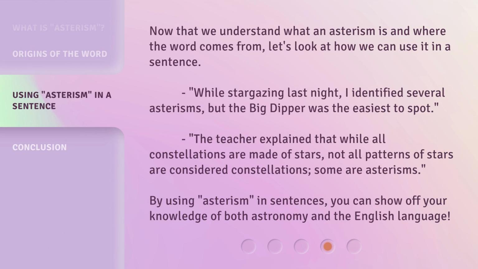Now that we understand what an asterism is and where the word comes from, let's look at how we can use it in a sentence. While stargazing last night, I identified several asterisms, but the Big Dipper was the easiest to spot. The teacher explained that while all constellations are made of stars, not all patterns of stars are considered constellations. Some are asterisms. By using asterism in sentences, you can show off your knowledge of both astronomy and the English language.